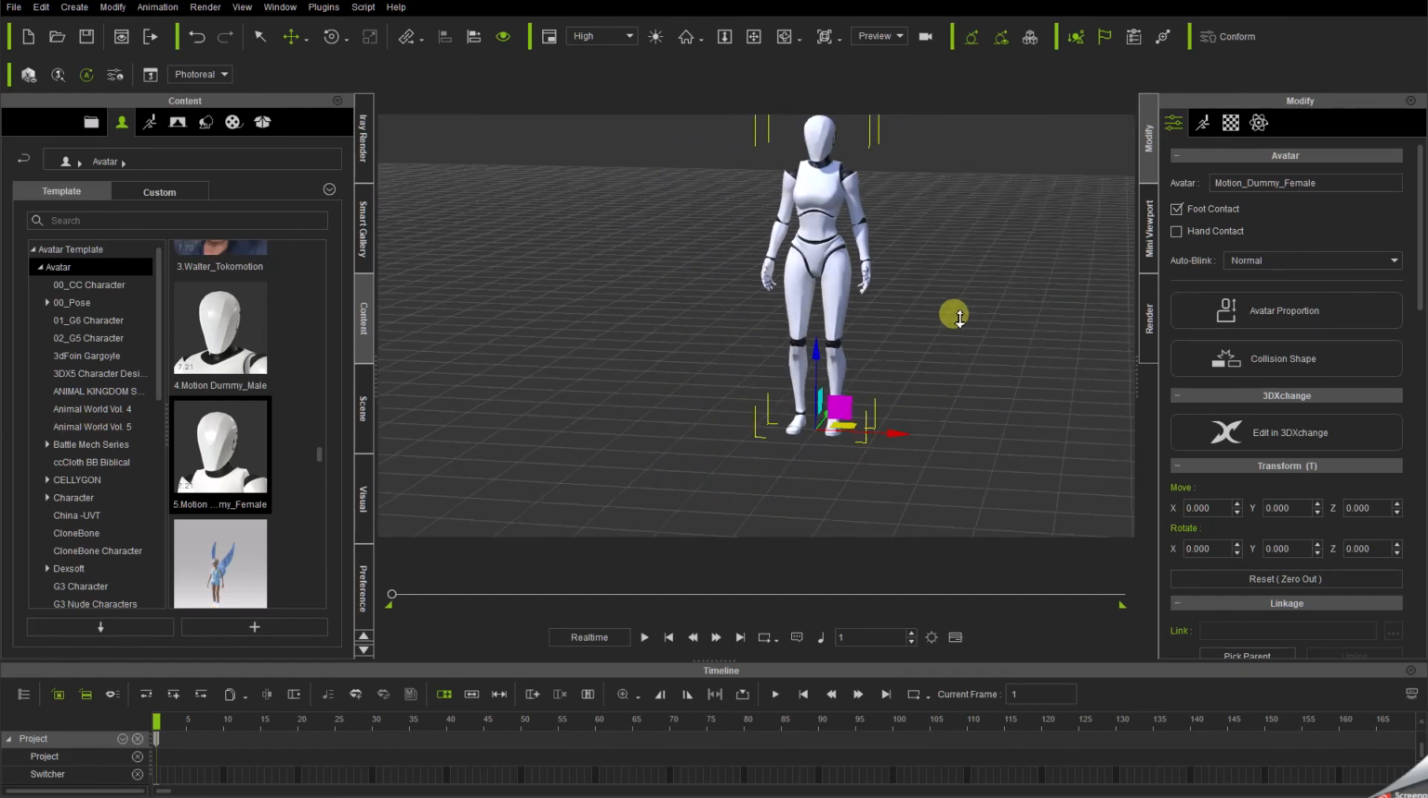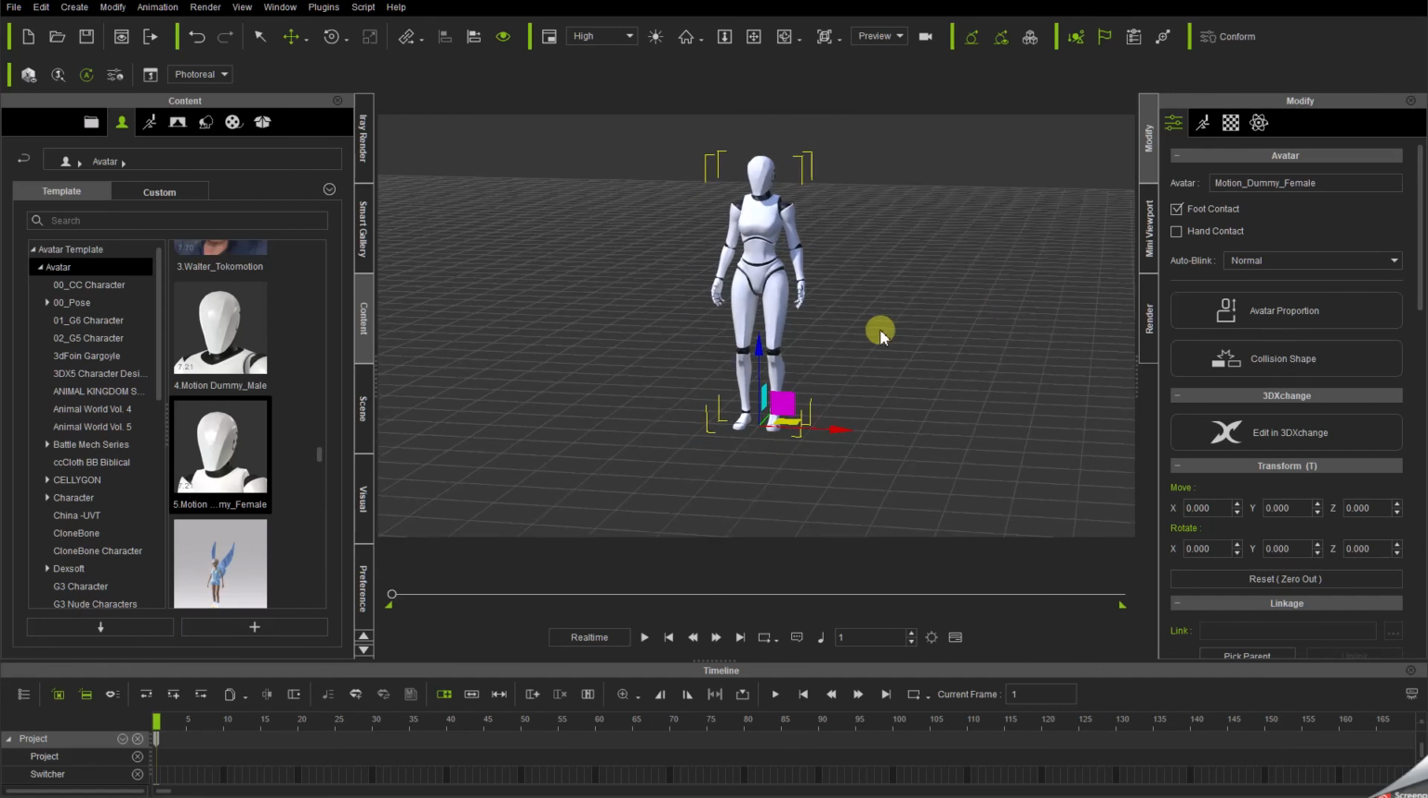So that's a quickie on how to make adjustments if it's floating way above it for some reason. All right, hope that's helpful.